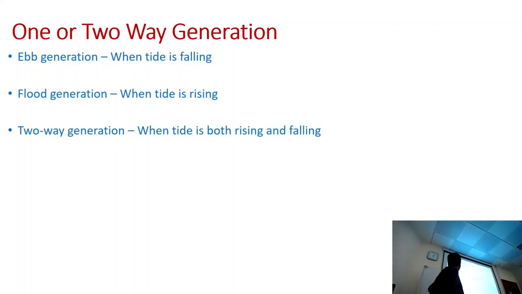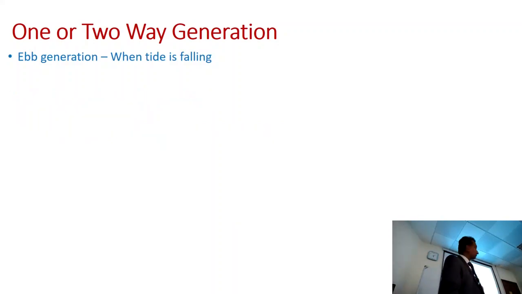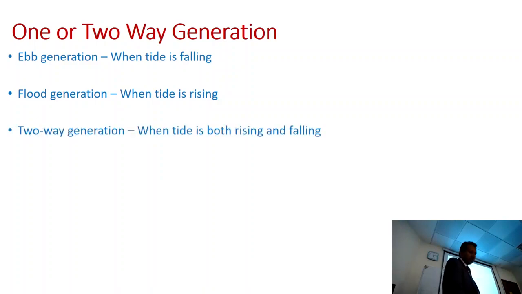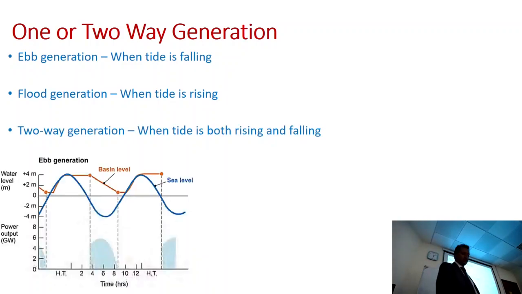So the generation that I just talked about is called the ebb generation, which is when the tide is falling. And flood generation is when the tide is rising. Ebb generation is better than flood generation. And then you have the two-way generation as well.